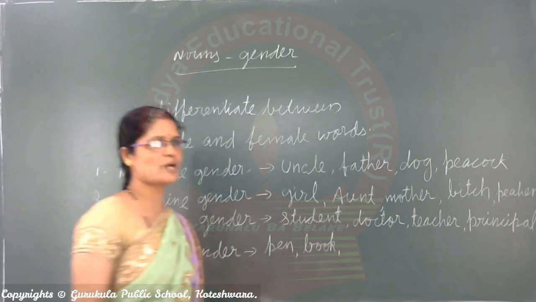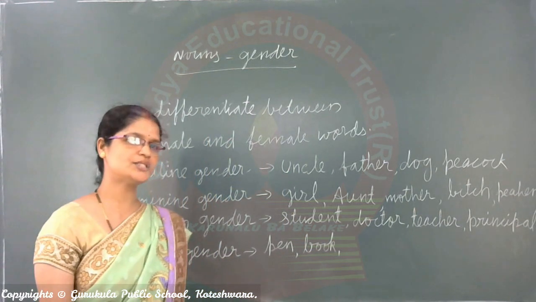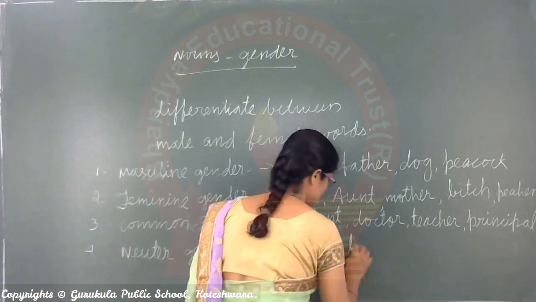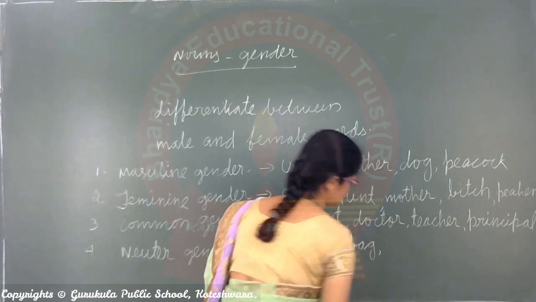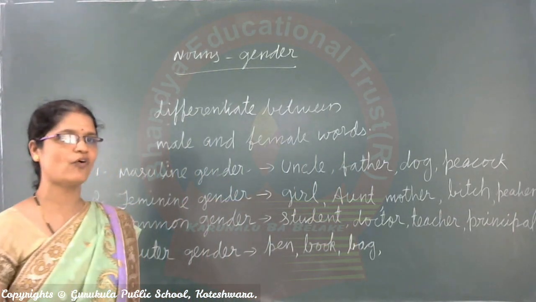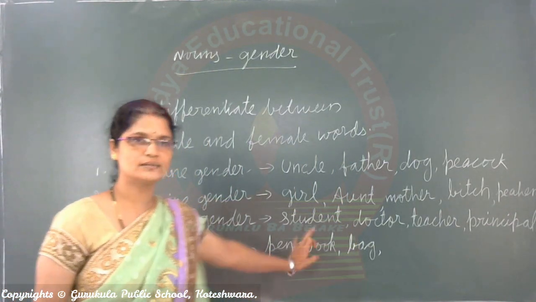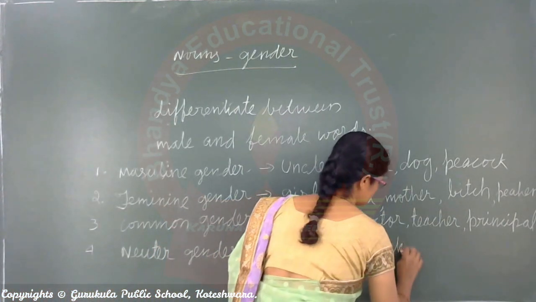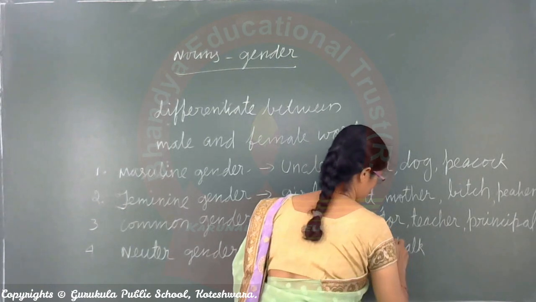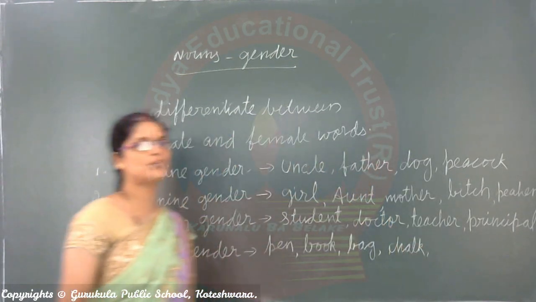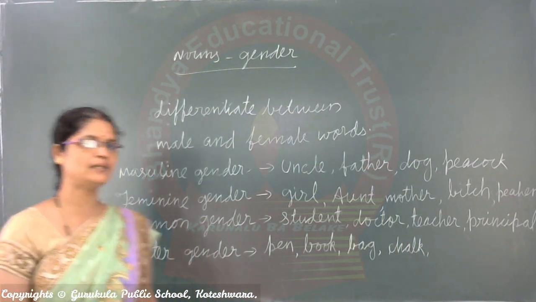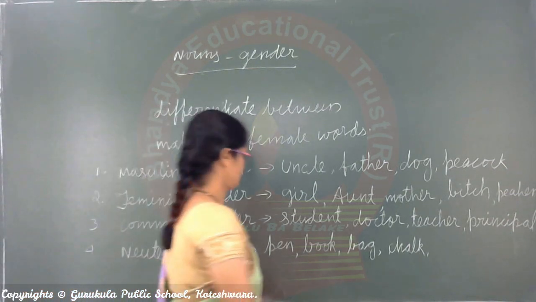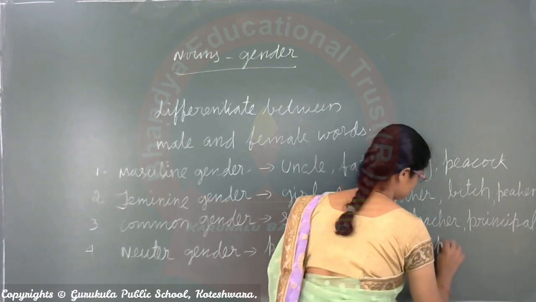Please tell the next example. Who will tell? Sanjita, please tell. Bag. Krishna, can you tell an example for neuter gender? Please tell. Chalk. Yes, next example. Who will tell? Shishi, can you tell? Please tell. Pencil.